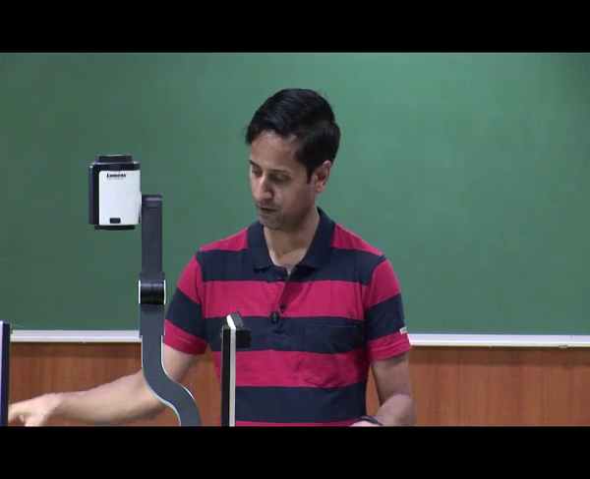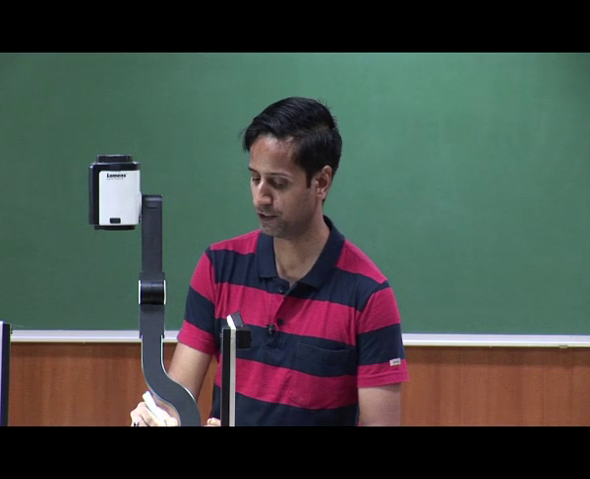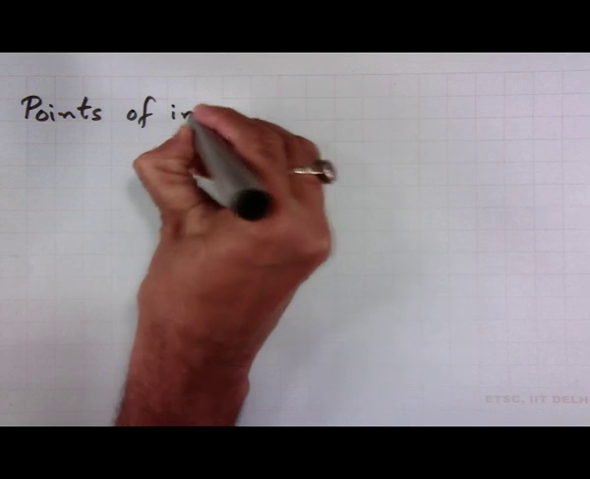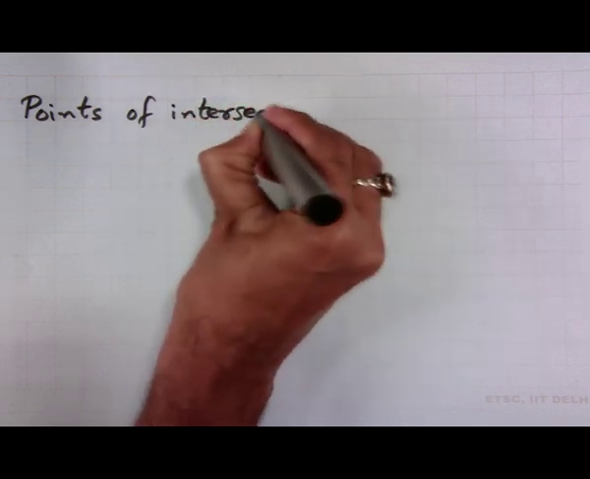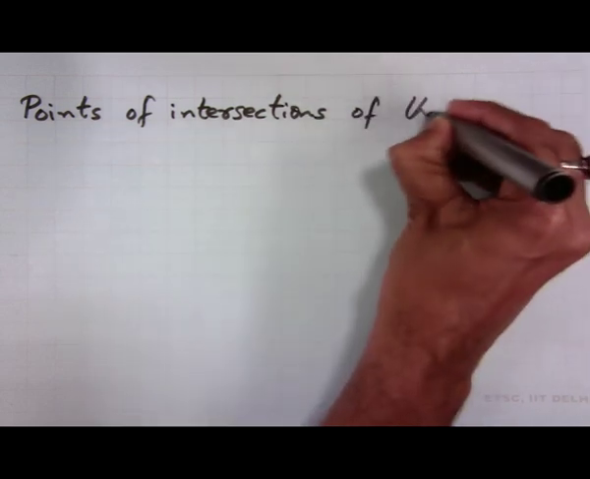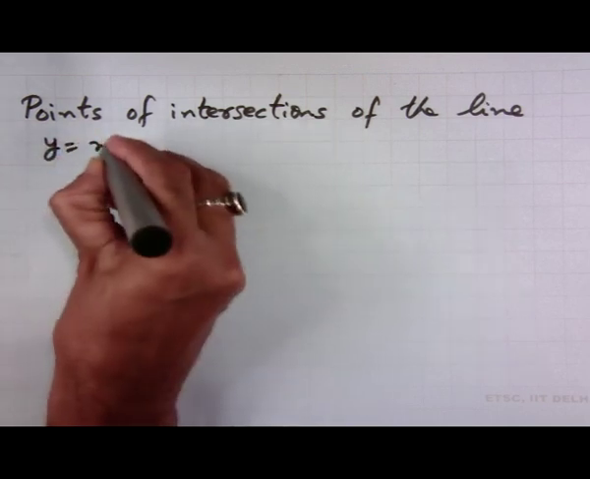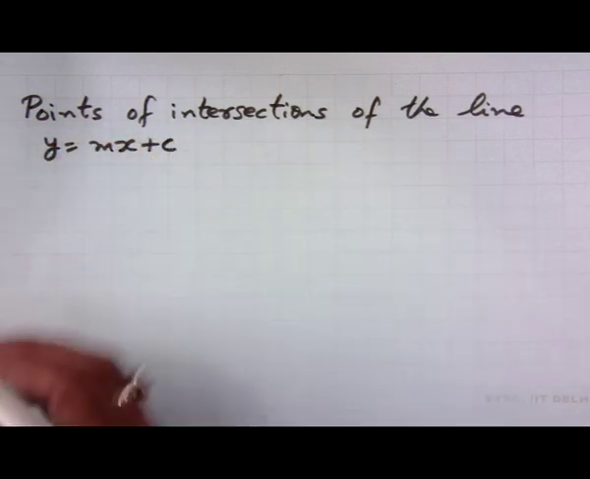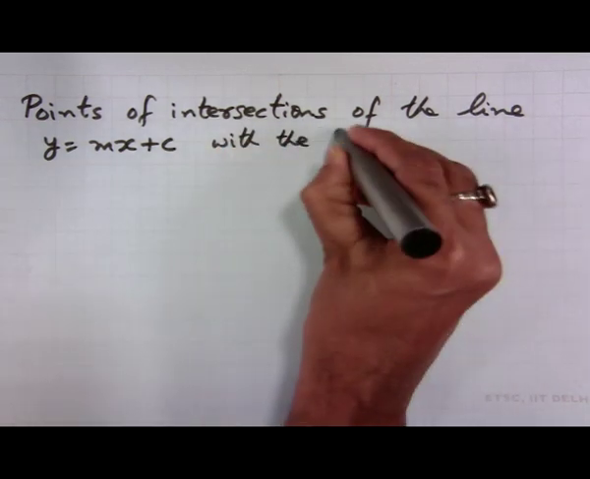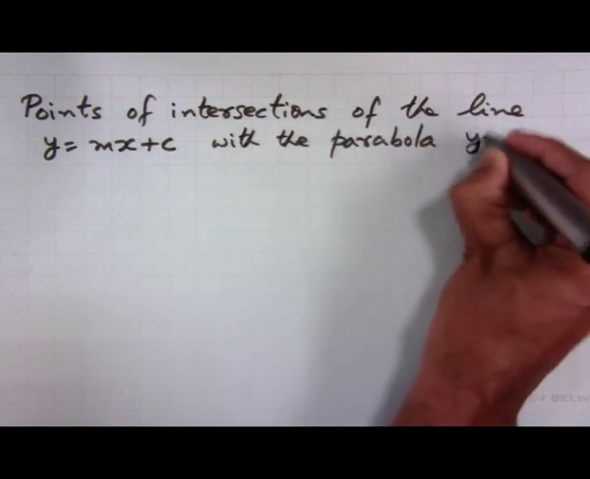Welcome to the topic. So, first we will find out the points of intersection of the line y equal to m x plus c with the parabola y square equal to 4 a x.